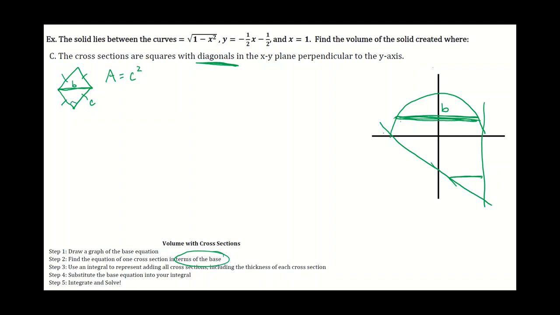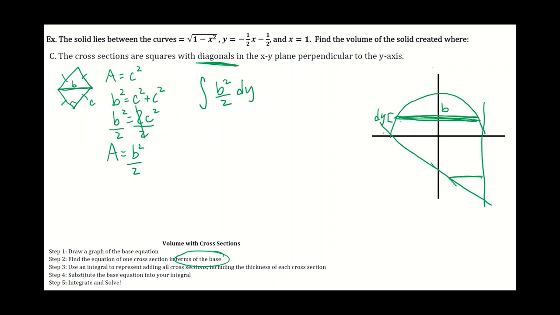So in using the Pythagorean theorem, because these are right triangles, it's a square, it has right angles in each corner, b squared is equal to c squared plus c squared. So b squared equals 2c squared. Divide by 2, you get c squared equals b squared over 2, and that's what we're trying to find here, c squared. So the area is equal to b squared over 2. So we have the equation of one cross section. Now we're going to use an integral to represent adding up all of the cross sections. So the volume of one cross section is the area times the thickness. Now in this case, because we're perpendicular to the y-axis, the thickness is dy.